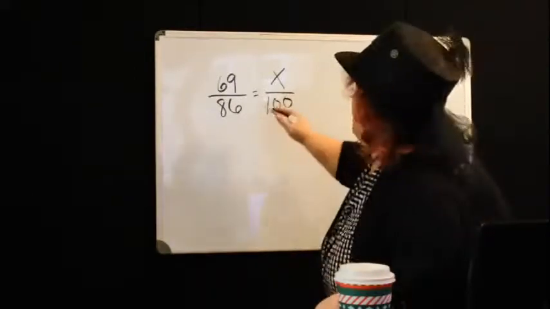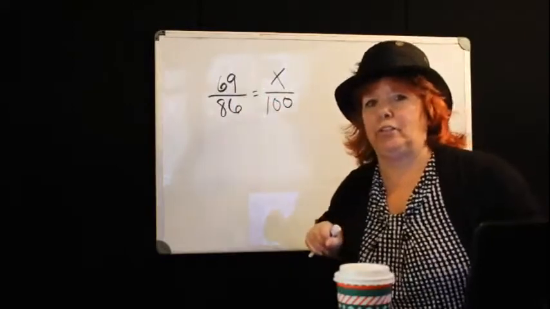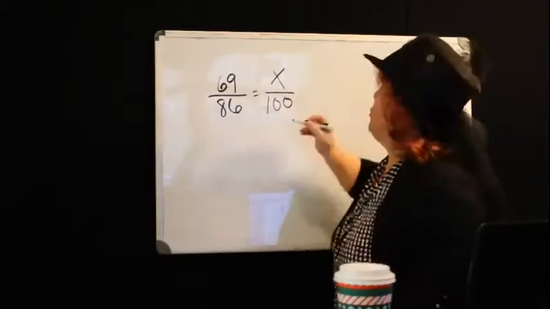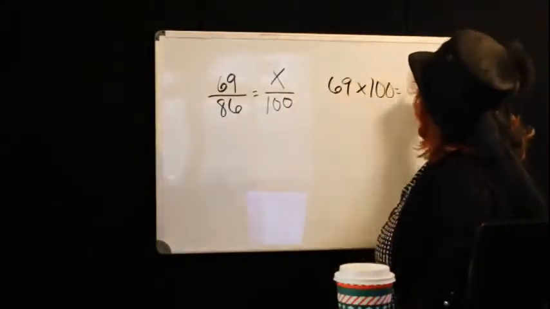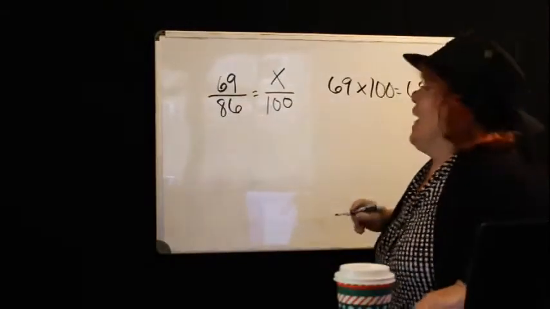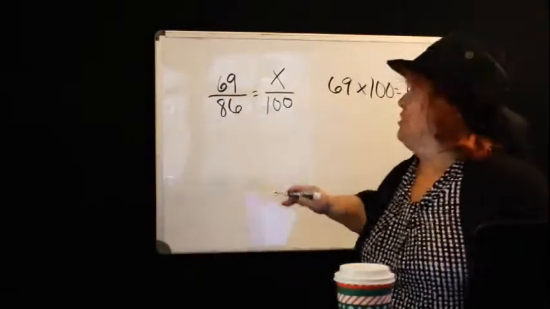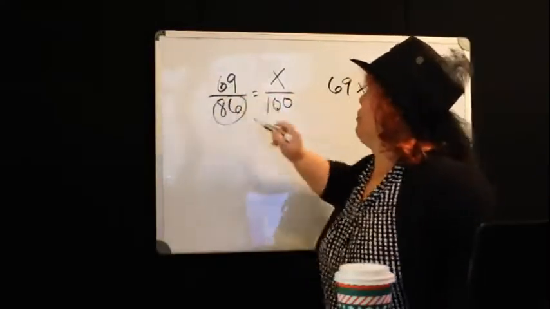Whatever two numbers cross each other, so the 69 and the 100 cross each other, you want to multiply those two numbers. So 69 times 100 equals, it's easy, right? 6,900. And then whatever number is left, so we've used this one, we've used this one, whatever number is left is what we're going to divide by.